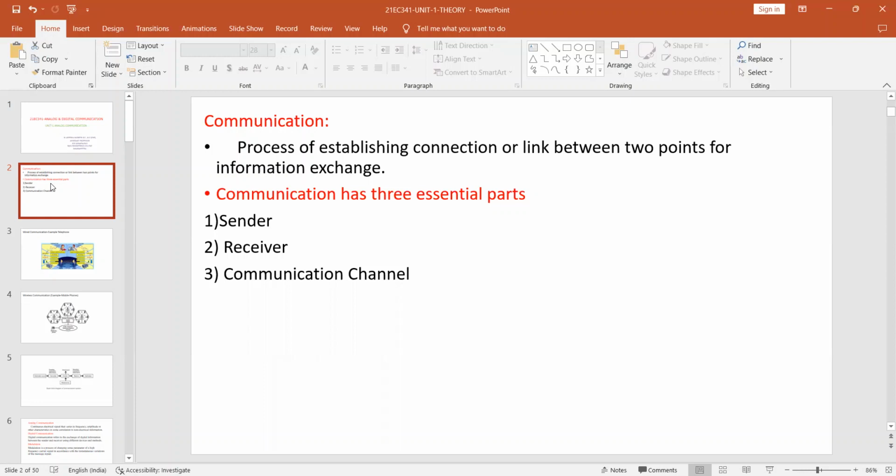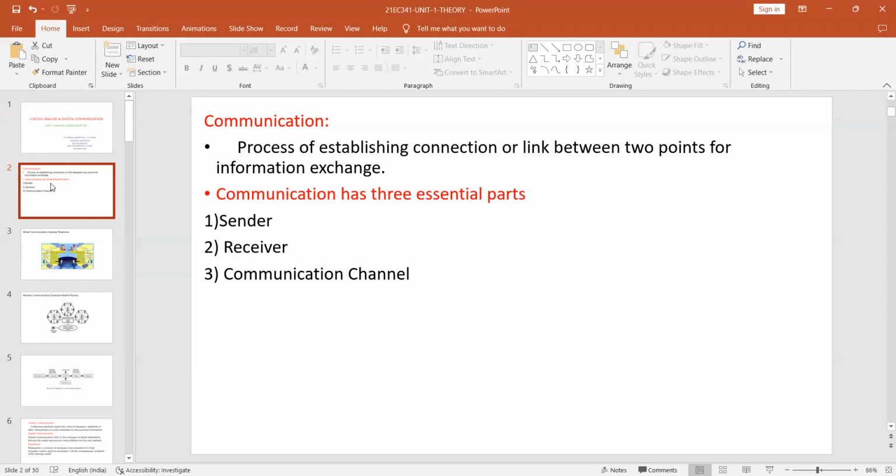So from the engineering point of view, how do we do the communication process effectively when the sender and the receiver are far away from each other? What are the general components we use for communication? Any communication process requires 3 essential parts. The first one is the sender, the second one is the receiver, and the third one is the communication channel.